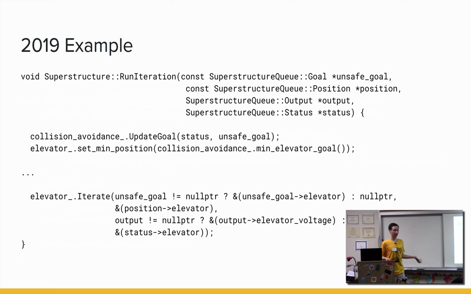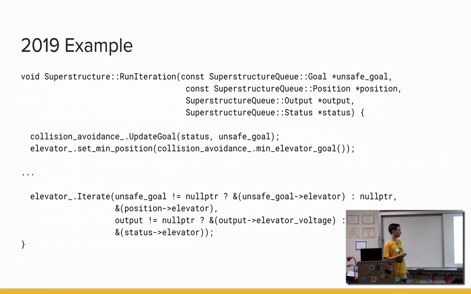And again, run iteration is called every iteration, and that's automatically passed with the unsafe goal. And so that's the position that's read directly from the joystick reader without any modification. So it may not be a safe place that the robot could move to, right? We couldn't move the elevator to a negative height, which obviously wouldn't be possible. And then we also have the position, that value from Wpilib. We have an output, and we're going right to that output message with the actual voltage we want to send. And then we also have the status message, which are those more human-friendly values of position.